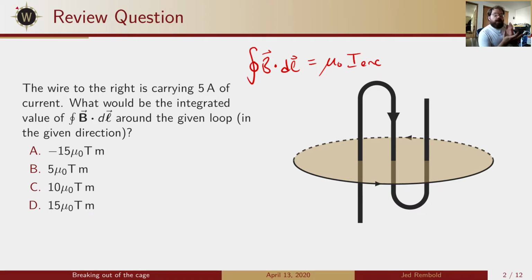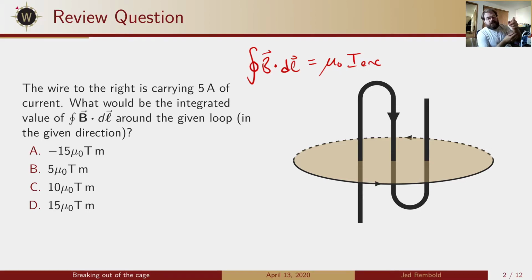Now, remember here that an important idea was because you could have current going through both directions, we needed to decide what direction we are going to call positive enclosed current. And we decided that we would dictate that purely based off of right-hand rule. So if you curl your fingers in the direction that you're integrating around the loop, your thumb points in the direction of positive current.